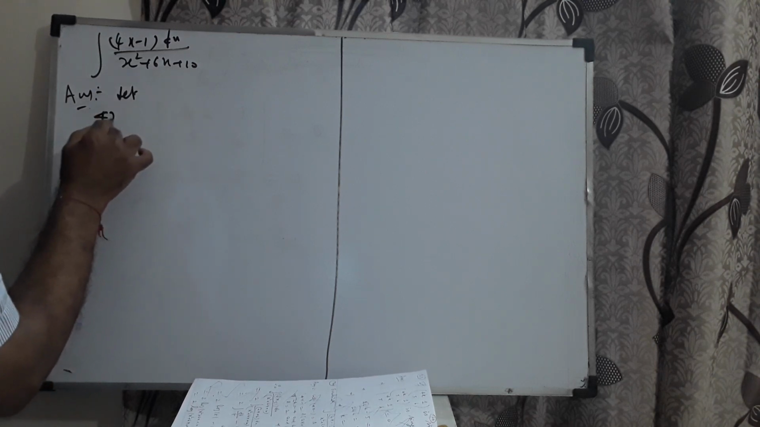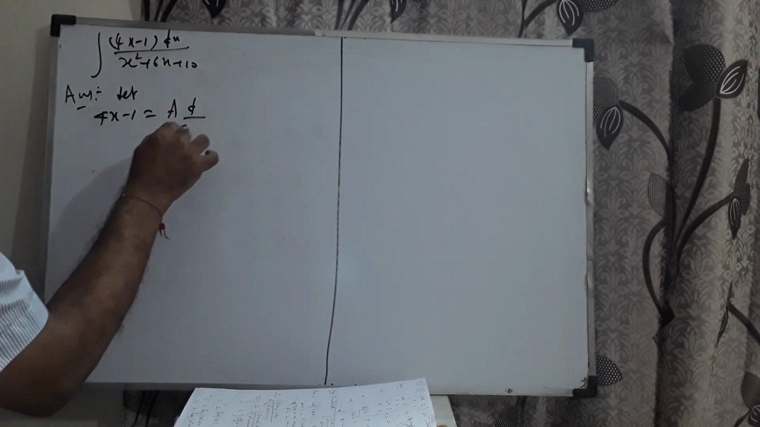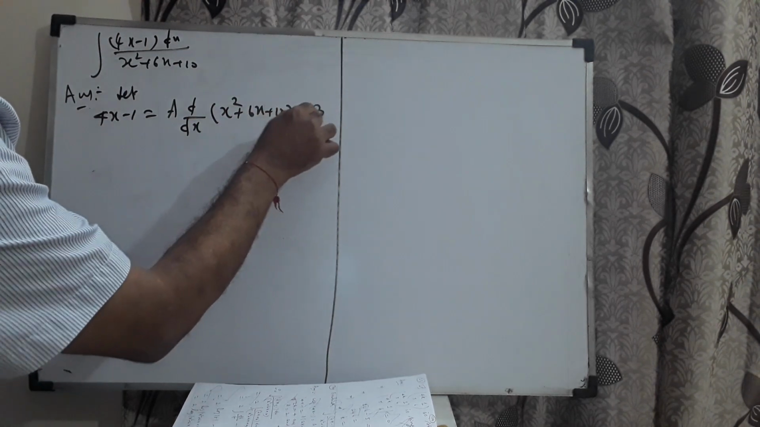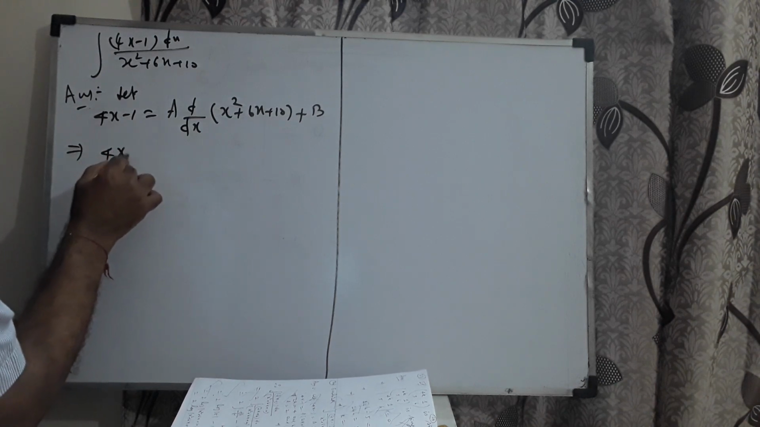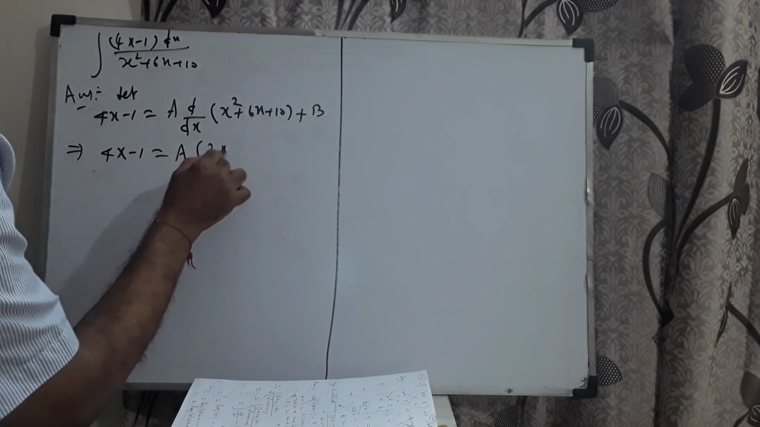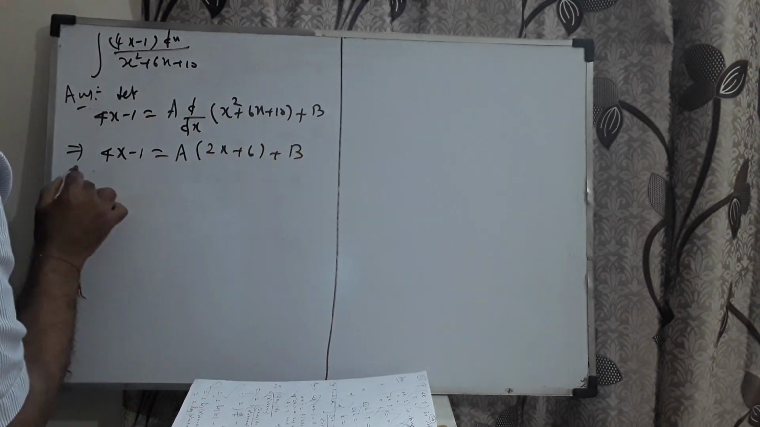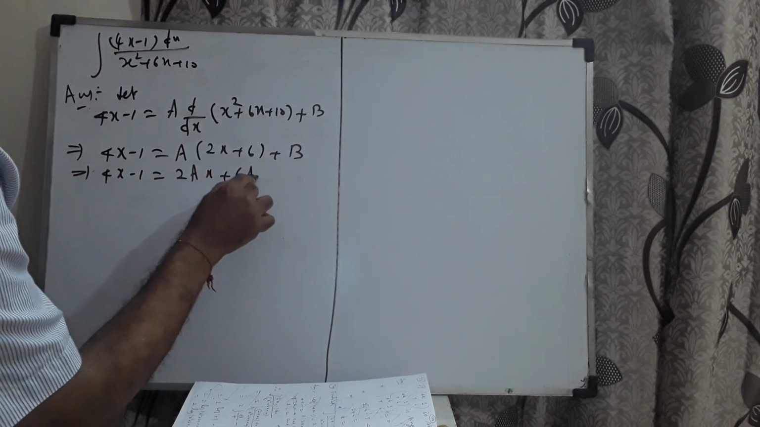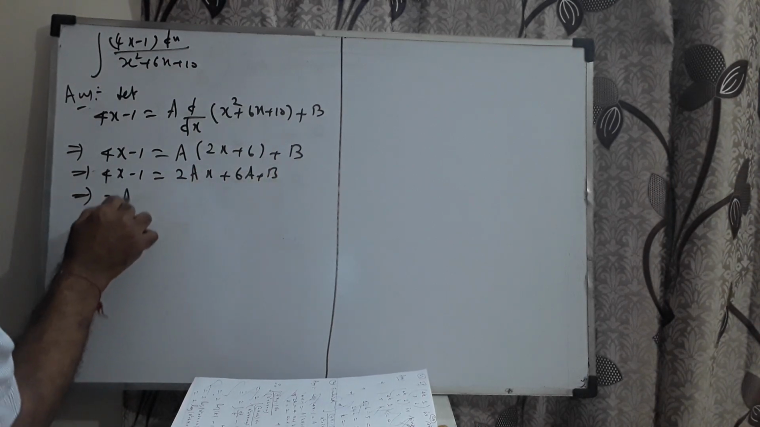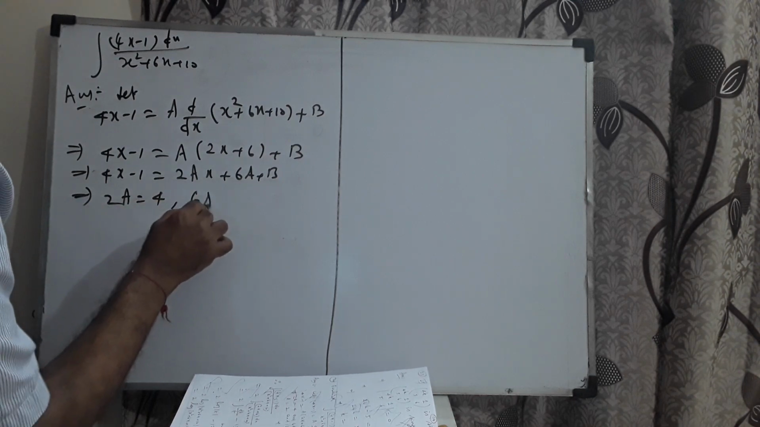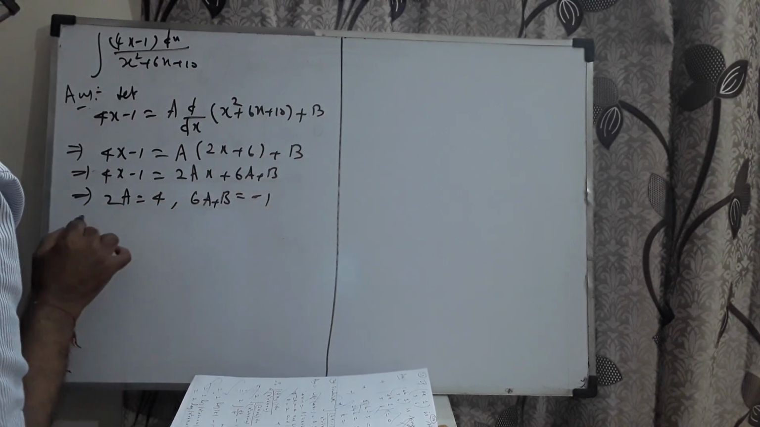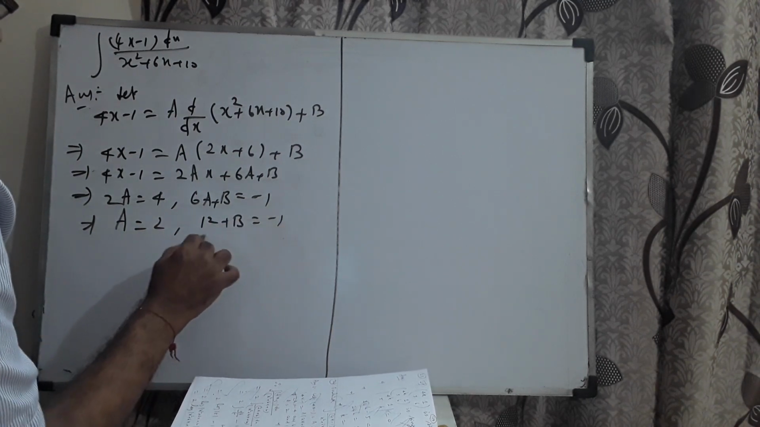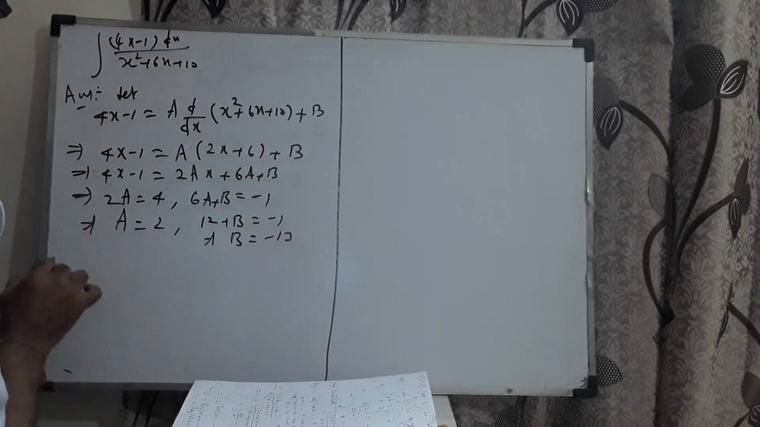Let 4x minus 1 is equal to A into d by dx of (x square plus 6x plus 10) plus B, which implies 4x minus 1 is equal to A into (2x plus 6) plus B, which implies 4x minus 1 is equal to 2Ax plus 6A plus B. Now compare the coefficients. 2A is equal to 4 and 6A plus B is equal to minus 1, which implies A is 2, then 12 plus B is equal to minus 1, which implies B is equal to minus 13.